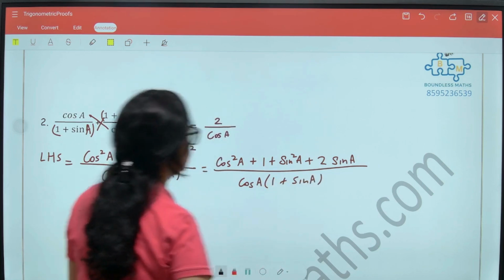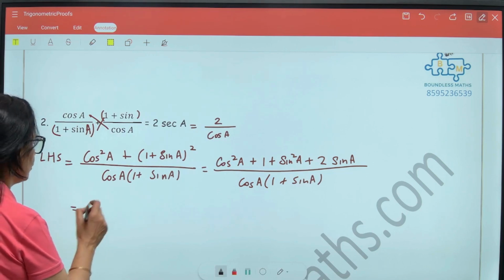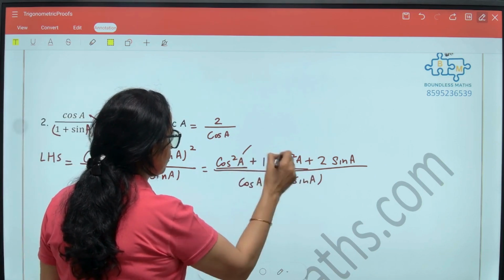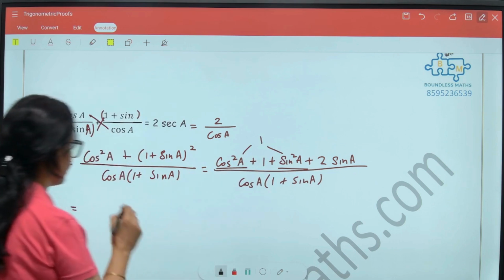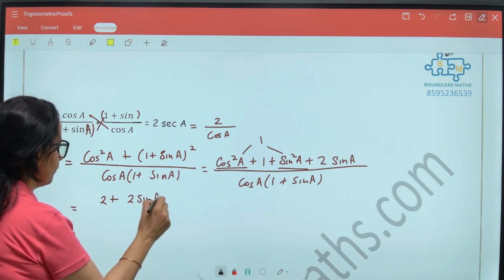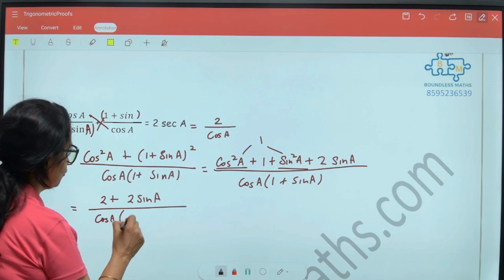Now in the numerator, cos²A plus sin²A becomes equal to 1. So in the numerator we have cos²A plus sin²A makes it 1, and this 1 makes it 2. So it becomes 2 plus 2 sin A upon cos A into 1 plus sin A.